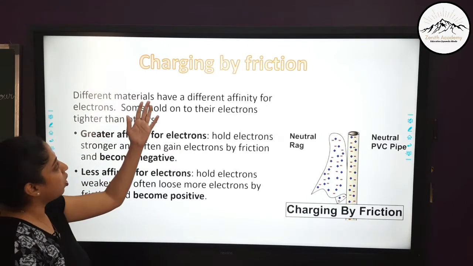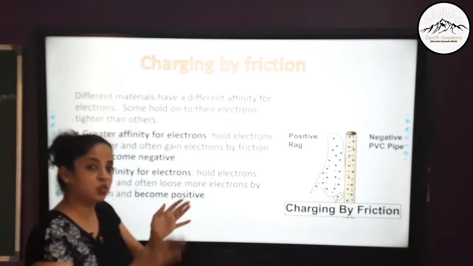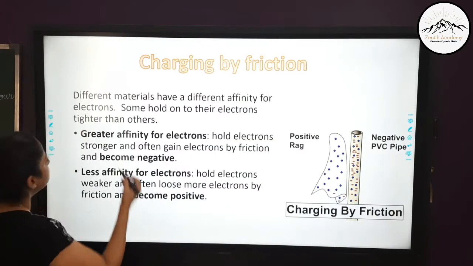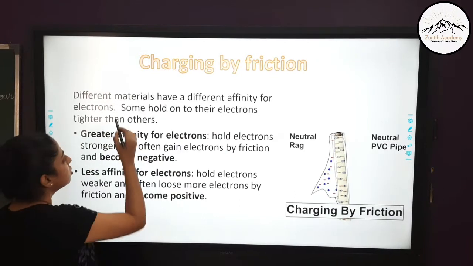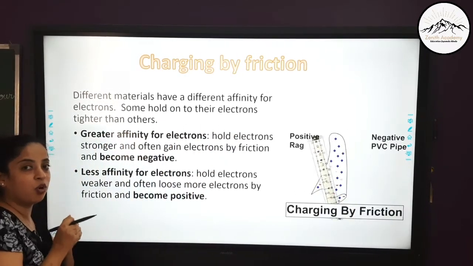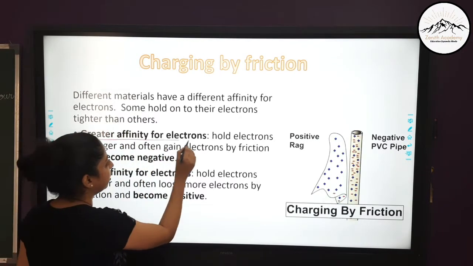Now let us talk about how we can charge objects by friction. What is friction, students? Rubbing of two things together causes friction. So different materials have different affinity for electrons. So some hold on to their electrons tighter than the others. Some love the electrons more than the others do. So some substances have greater affinity for electrons.